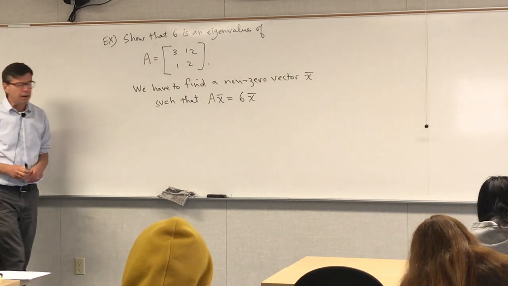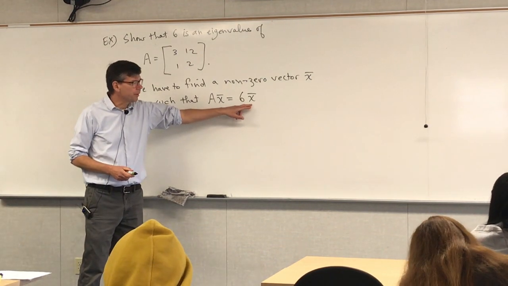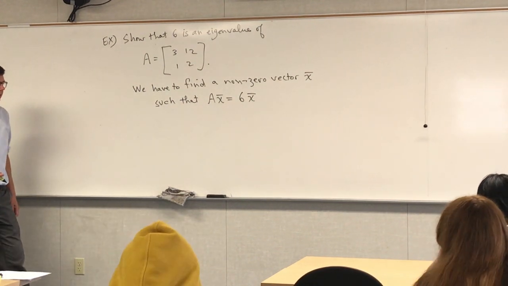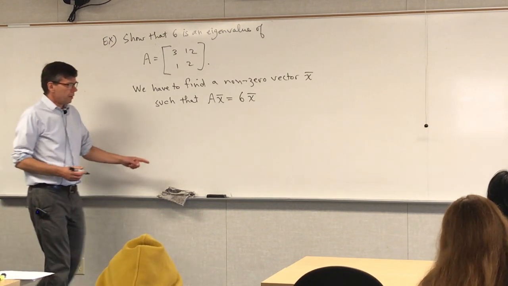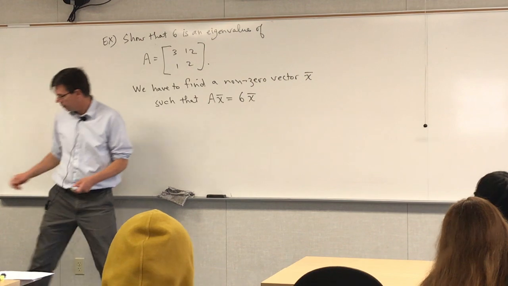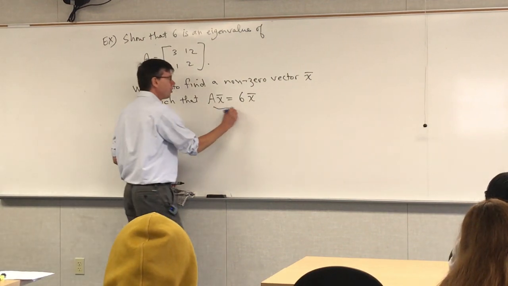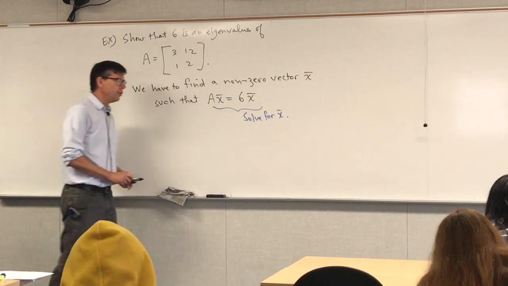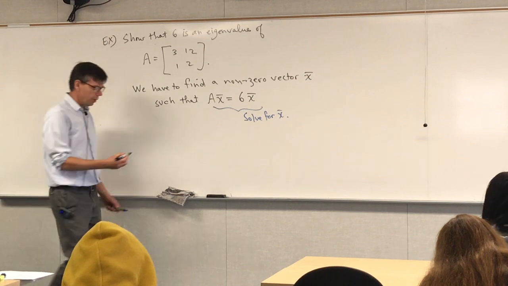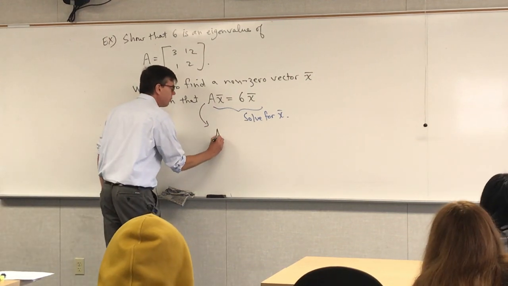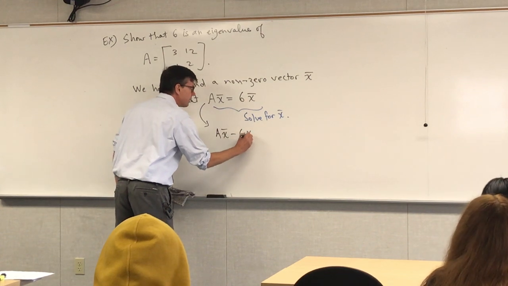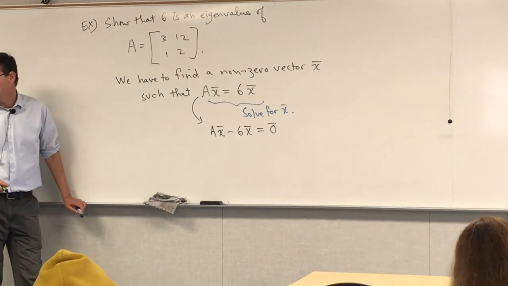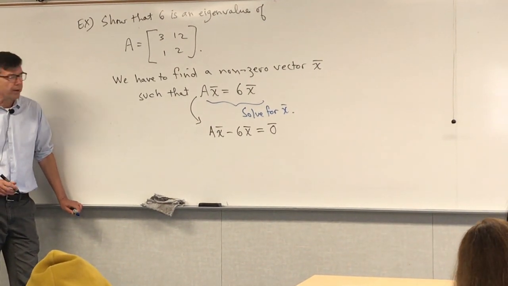I say non-zero all the time. I mean, the zero vector is not interesting, not relevant here. We've got to find a non-zero vector. So we're going to try to solve for x. Take this equation and solve for x. And to do that, we're going to do something we've done before: get one side equal to 0. Ax minus 6x equals the 0 vector. So we're going to turn this into a homogeneous equation.